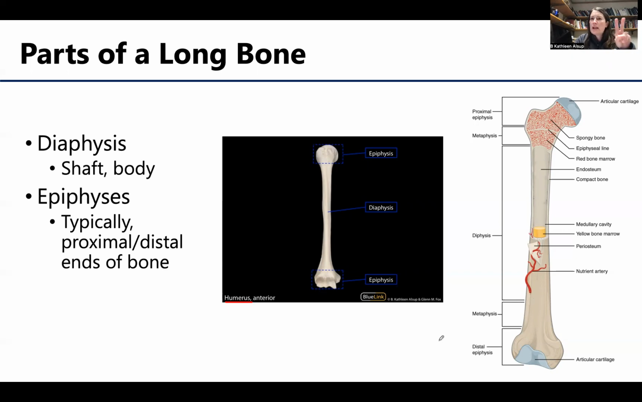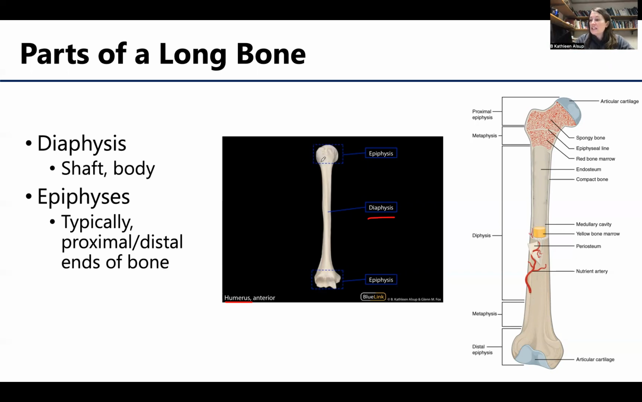And there's really two major parts of a long bone. You will have the diaphysis, which you can see here labeled. This is also referred to as the shaft or the body. So this is really where that long comes in. This is the longest portion of the bone.